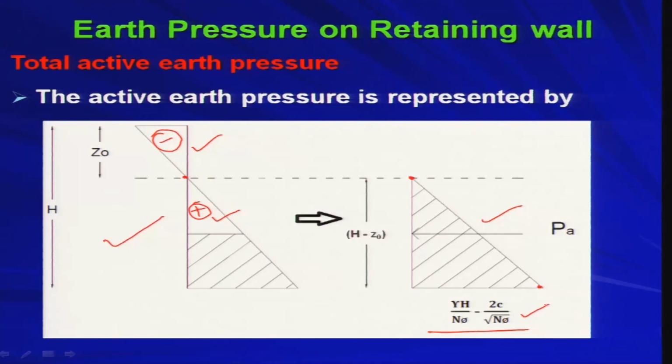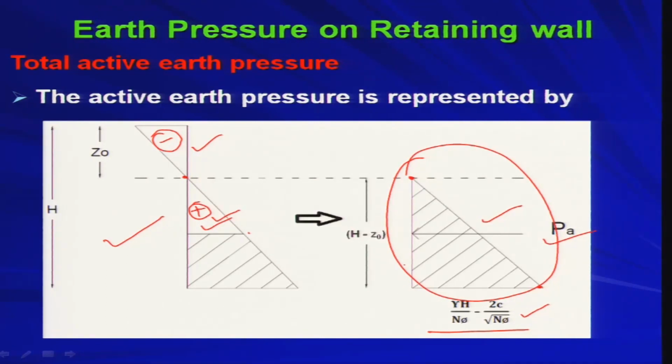So, this is the active pressure, gamma h by N phi minus 2c by root over N phi, where 1 by N phi is nothing but Ka, right, already we have seen that. Now basically this is the total pressure distribution we will be considering when we design a retaining wall under the active pressure in cohesive soil, in c-phi soil. We are not cancelling or ignoring this part; rather we are considering the total triangular distribution of the active earth pressure. Based on that we calculate the total active thrust Pa.